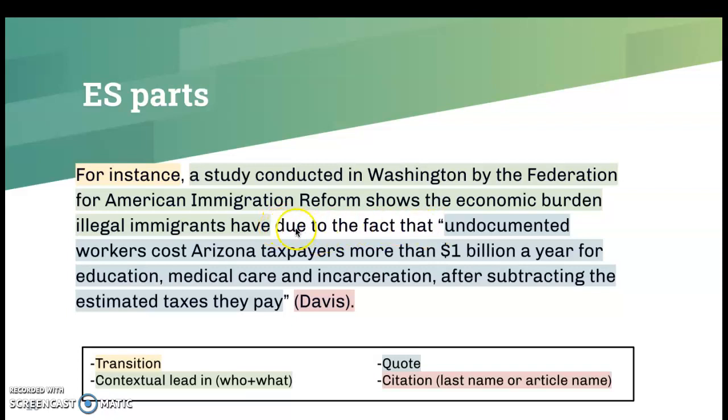If we pay attention to this right here, this part of the sentence is neither of those or any of these four components, right? But without it, the sentence doesn't make sense as a sentence, right? So if we said, for instance, a study conducted in Washington by the Federation for American Immigration Reform shows the economic burden illegal immigrants have. Undocumented workers cost Arizona taxpayers more than $1 billion a year, right? Doesn't make sense as a grammatically correct English sentence. We sometimes need to add words in between the quote and the contextual lead-in to make sure that it makes sense. A good way to do this is to read it out loud. Make sure the whole thing flows, okay?